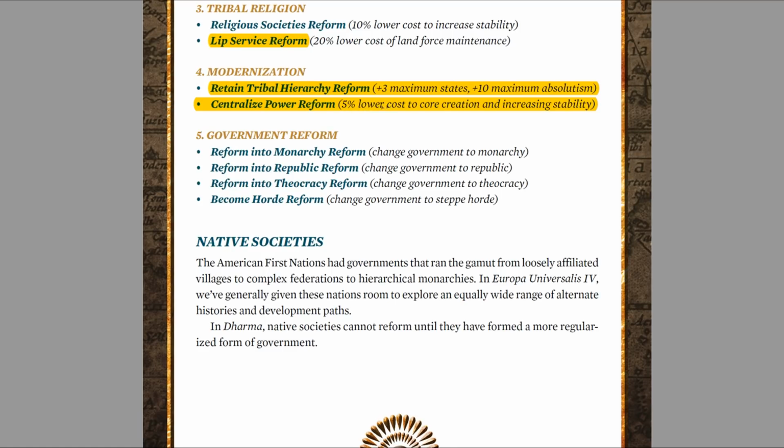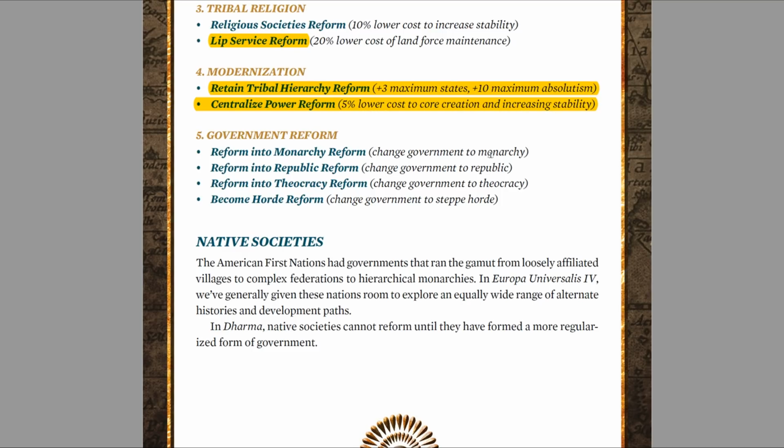Also, this would come in earlier too, right? Like we can use the core creation cost reduction for a longer duration of the game. The 10% max absolutism will only kick in later, in the age of absolutism. And then again, you'll have to build up your absolutism to the max, then you'll get the benefit of it. I'm leaning towards the 5% lower core creation cost and increased stamp.